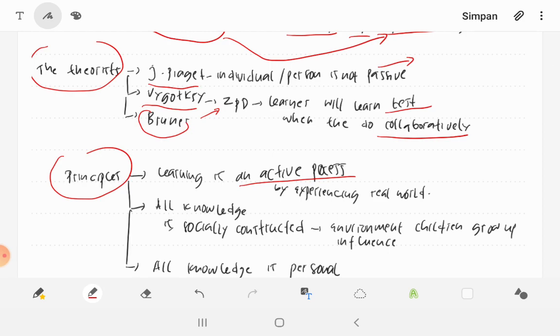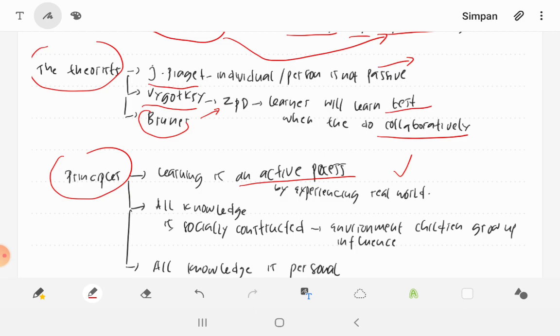For example, maybe when you were in elementary school, you still remember your teacher inviting you to go outside the classroom and walk around the environment around the school, and your teacher said this is a tree, this is a river, and showed you things and explained while you were walking with your friends. Maybe your sport teacher will teach like this, so your teacher explains about the real world by doing activities outside the classroom. This is the first principle: learning is an active process.